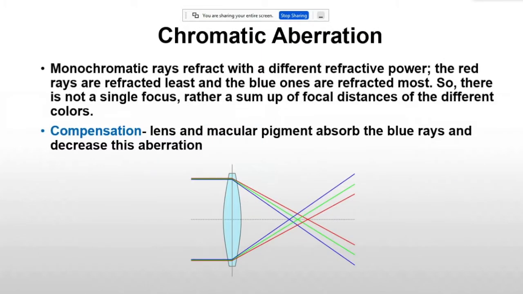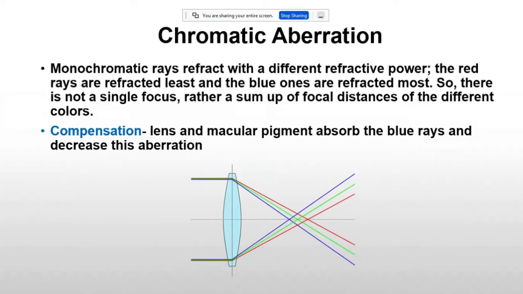What is chromatic aberration? Different wavelengths refract with a different refractive power. So long red waves refract less, and the focus is further away, behind. And the blue short waves refract more and are a little ahead of the red, and the others are in between. So this is chromatic aberration. Not a single focus, rather a sum of focal distances of different colors.